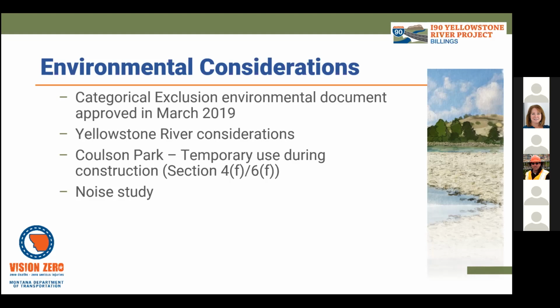Colson Park is another important resource in the project area. Section 4F and 6F are important laws that are in place that protect recreational resources from federal projects and provide opportunity for avoidance of these resources. For this project, this involved coordination with the city of Billings, their Parks and Recs department, specifically in terms of temporary occupancy of the park.